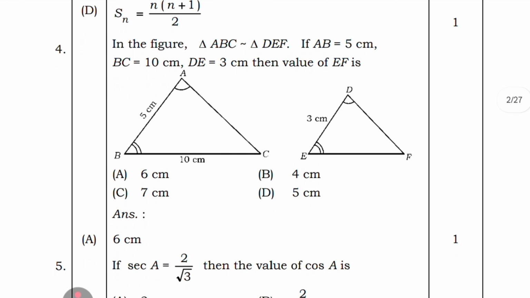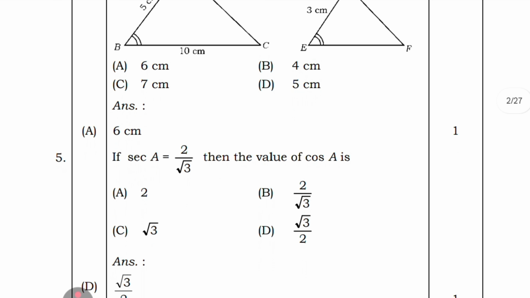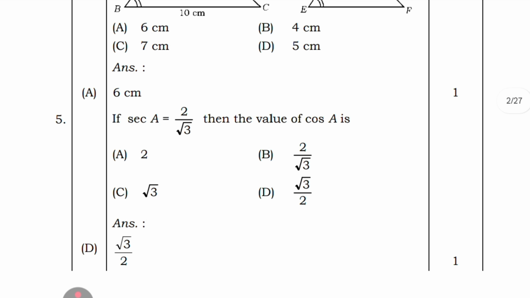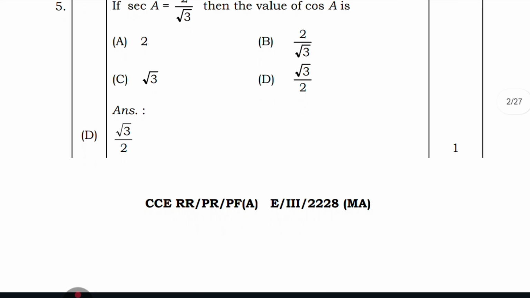Fourth question, in the figure, triangle ABC is similar to triangle DEF. If AB is equal to 5 cm, BC is equal to 10 cm, DE is equal to 3 cm, then the value of EF is equal to, A is the correct answer, 6 cm. Fifth question, if sec theta is equal to 2 by root 3, then the value of cos theta is equal to, the answer is root 3 by 2.